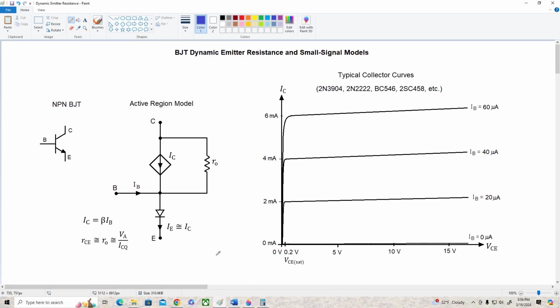All right, now the model we're looking at here is great for determining Q point values and DC stuff. But when you're going to use the transistor as an amplifier, we have to go to a little bit more sophisticated model, and that's what we're going to take a look at next.